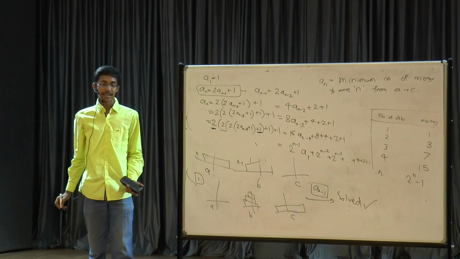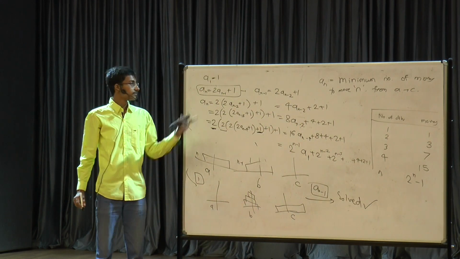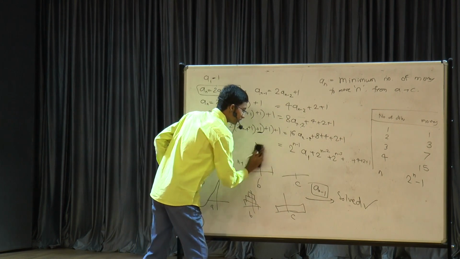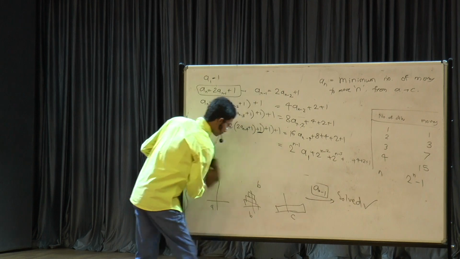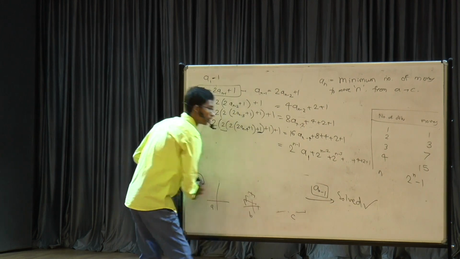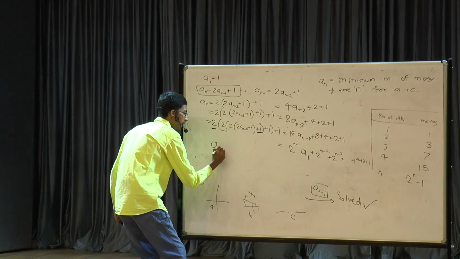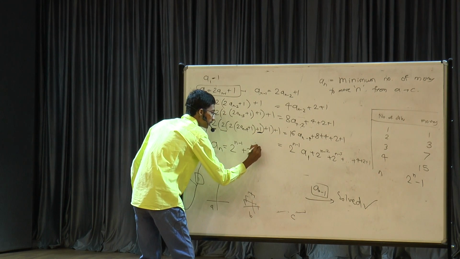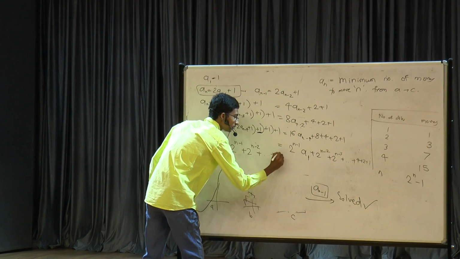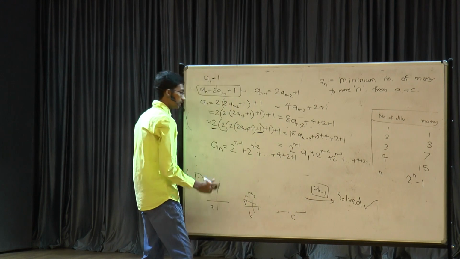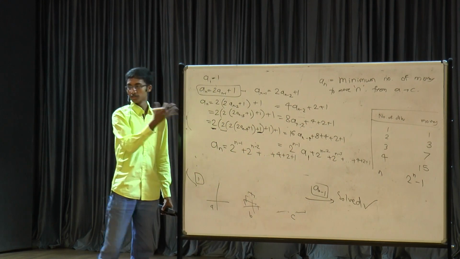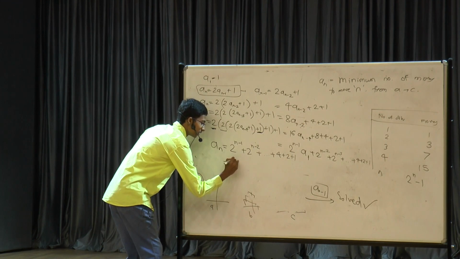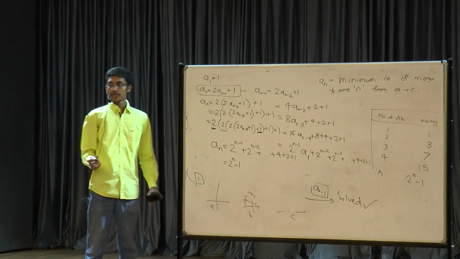Okay? And what is a1? a1 I know is 1. So have I solved the problem for an? Because now I have this formula that an is 2 power n minus 1 plus 2 power n minus 2, so on till 4 plus 2 plus 1. This is a summation that does not depend on previous terms now. And this sum is 2 power n minus 1.